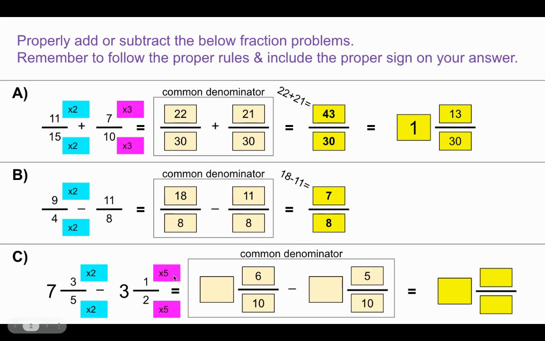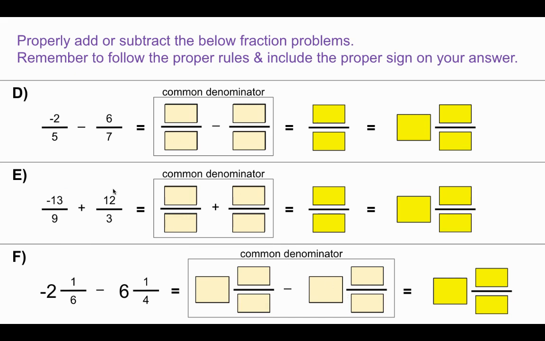You got to do it to both to keep that relationship of a half the same, just saying it in a different way. All right, so now that I just reviewed that, let's bring these whole numbers over here, and now you can do the problem. All right, 6/10 minus 5/10 is going to give you just 1/10. And then 7 minus 3 is going to give you 4.